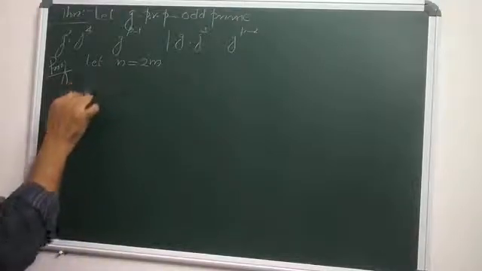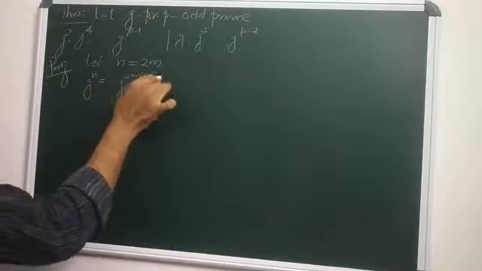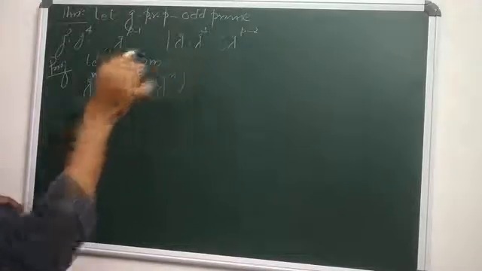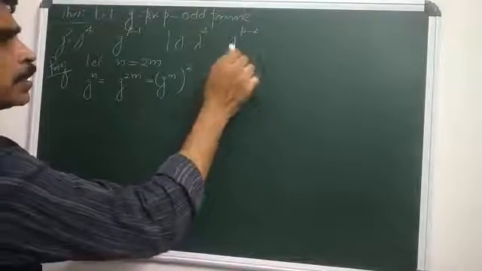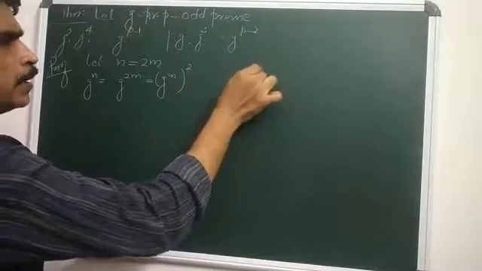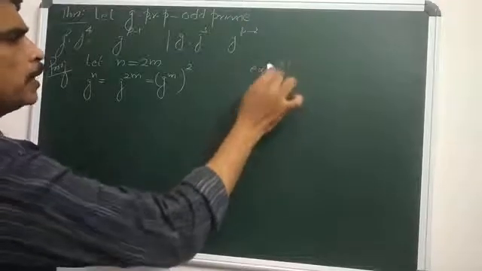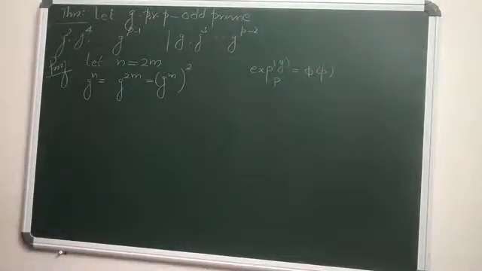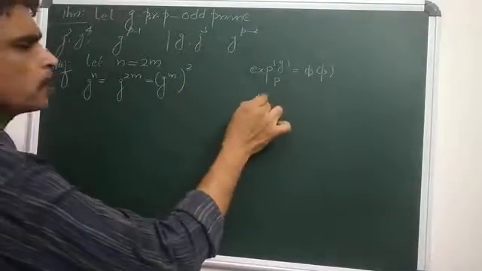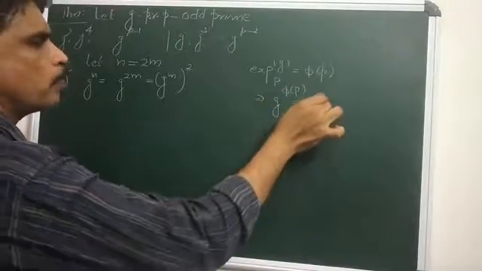Then what about g to the power n? g to the power n equals g to the power 2m, that equals g to the power m whole square. But what is g? We know that g is a primitive root mod p. g being a primitive root mod p means the exponent of g mod p is phi of p. That means g to the power phi of p is congruent to 1 mod p.